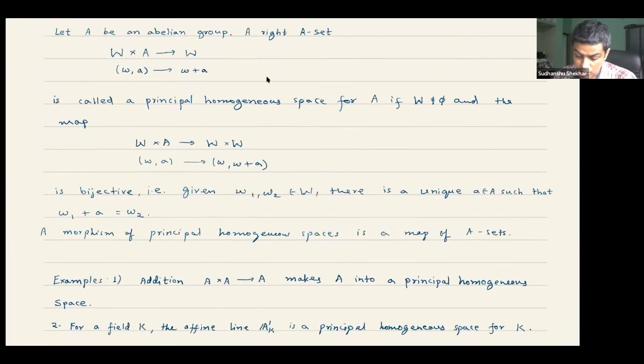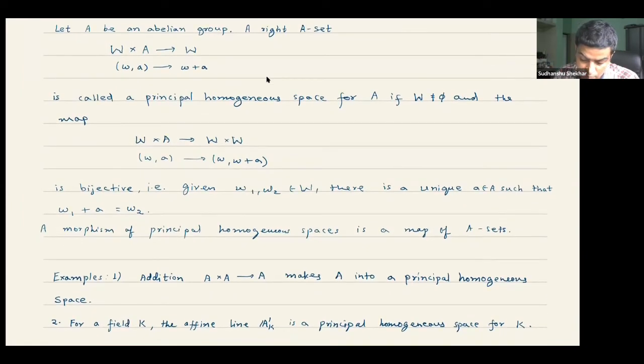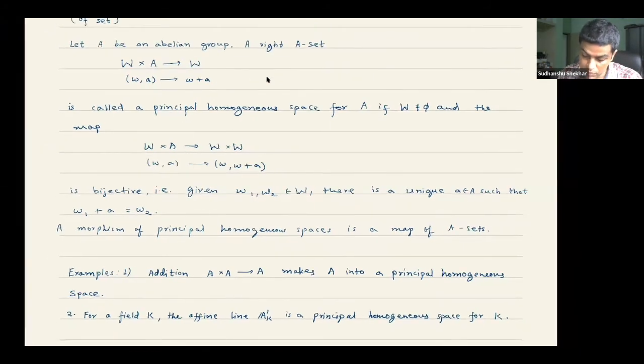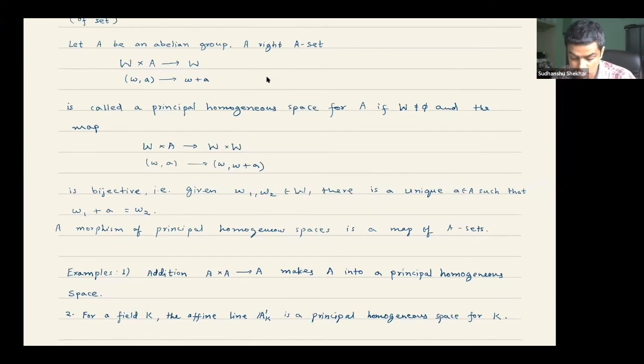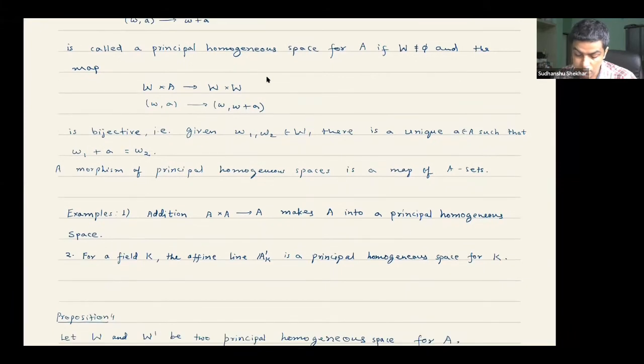So actually, this bijection immediately implies that given two elements W1 and W2 in W, there is a unique A belonging to capital A such that W1 plus A equals W2. So this we will be using several times.